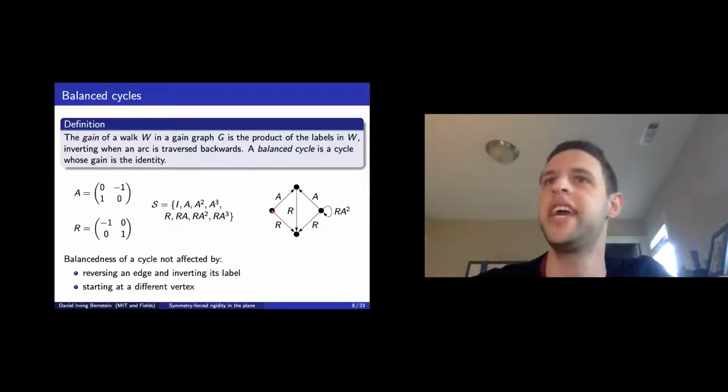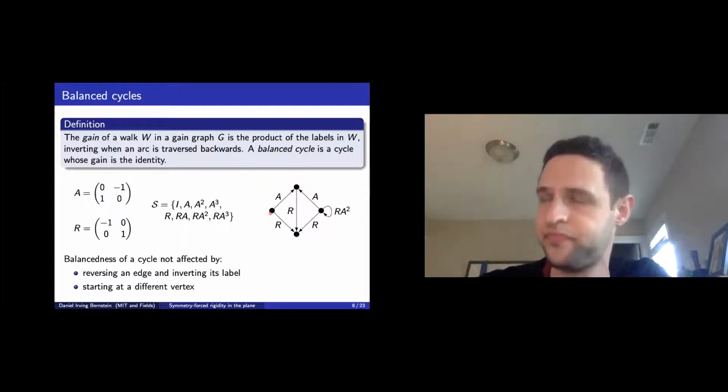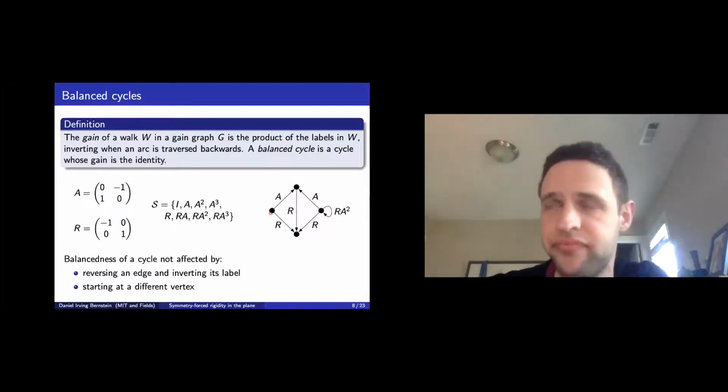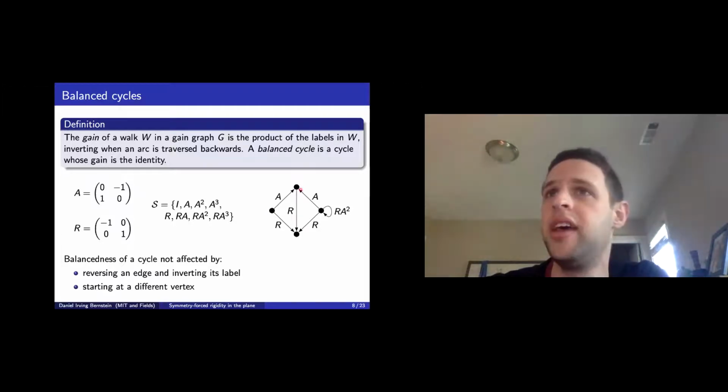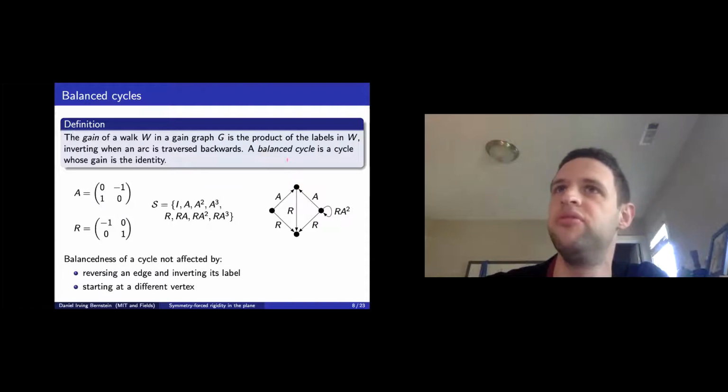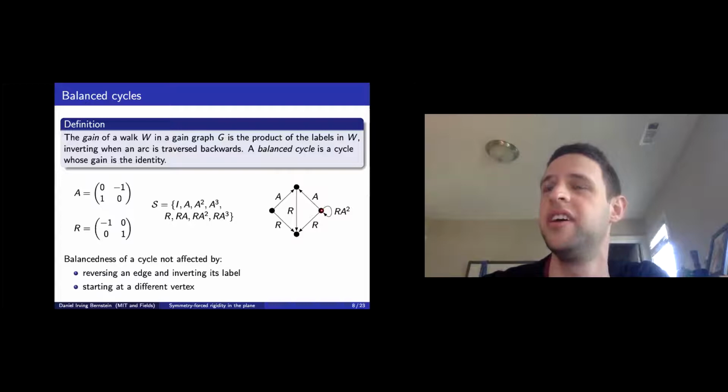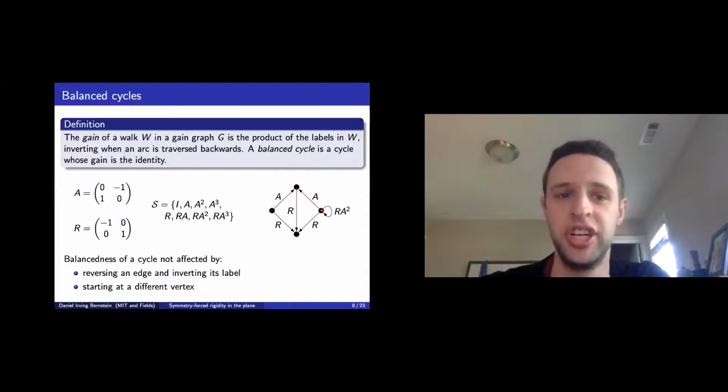If I were to take the walk around this cycle, say clockwise, starting at this vertex, it will be A times A inverse times R inverse, which is the identity. And this is why it doesn't matter that I'm being abusive with the notation here, because it turns out that if I start at any vertex along this cycle and go in any direction, I will always get the identity.